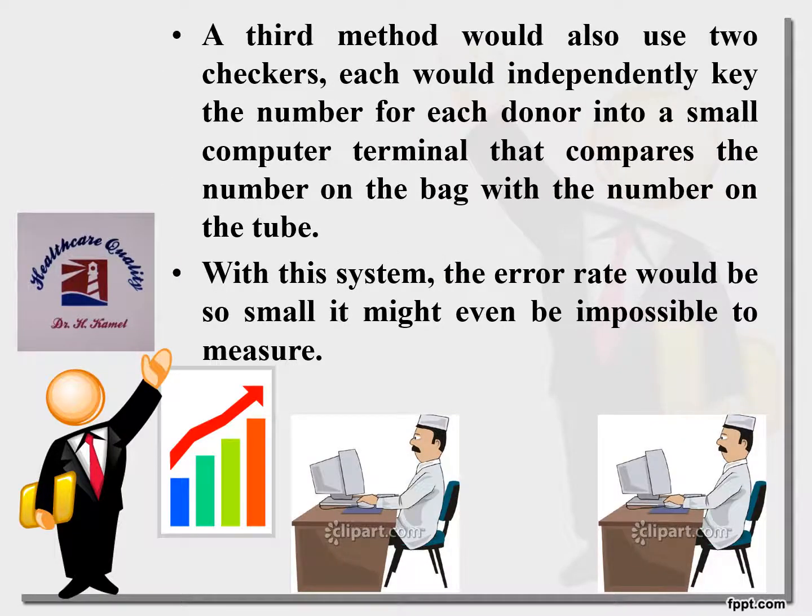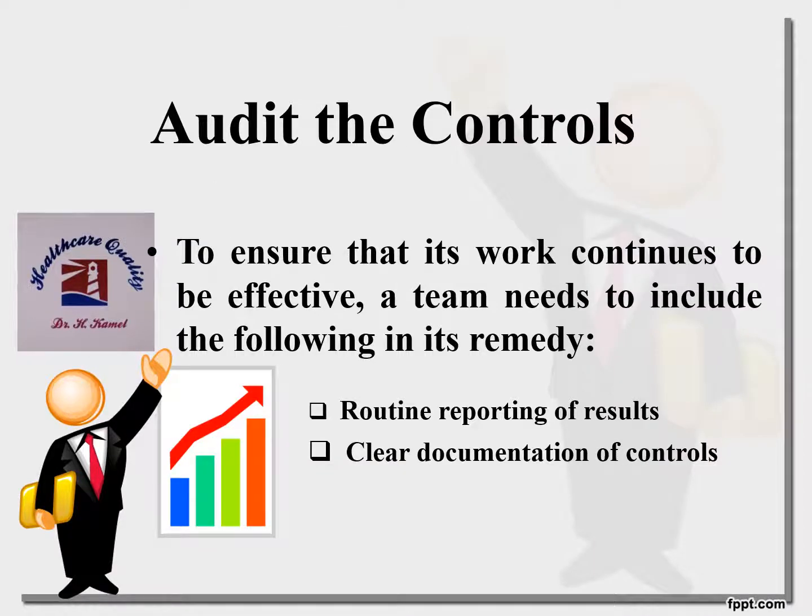A third method would also use two checkers. Each would independently key the number for each donor into a small computer terminal that compares the number on the bag with the number on the tube. With this system, the error rate would be so small it might even be impossible to measure. Audit the controls. To ensure that its work continues to be effective, a team needs to include the following in its remedy: routine reporting of results, clear documentation of controls.